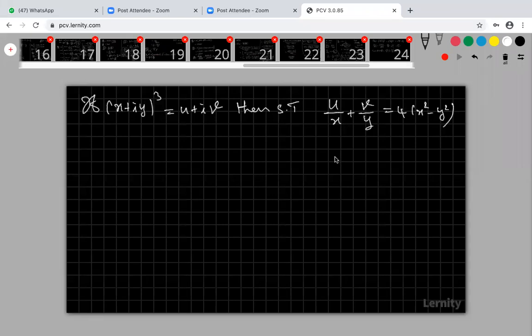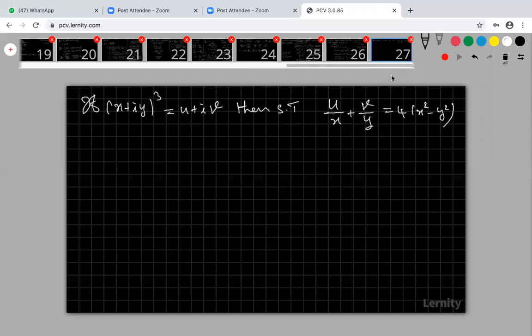Nakshatra, which one? Previous one or this problem? Nakshatra, which one you want? Previous one. Okay, you please do that. I will explain that again.